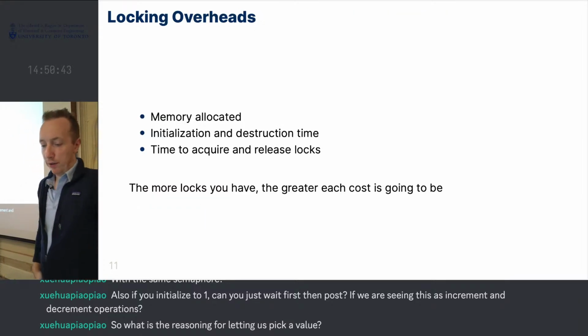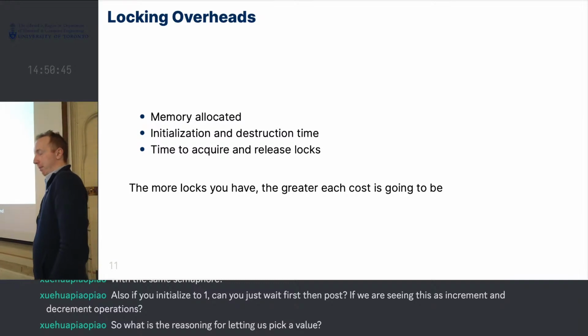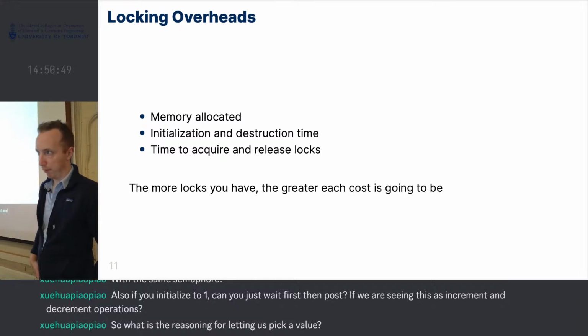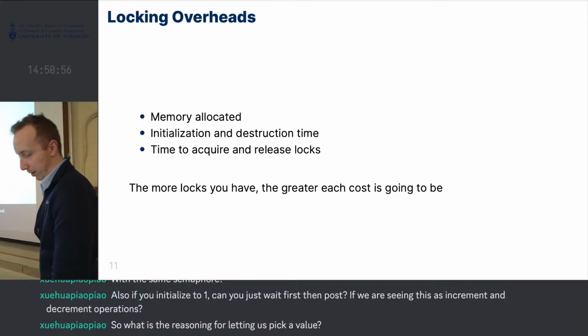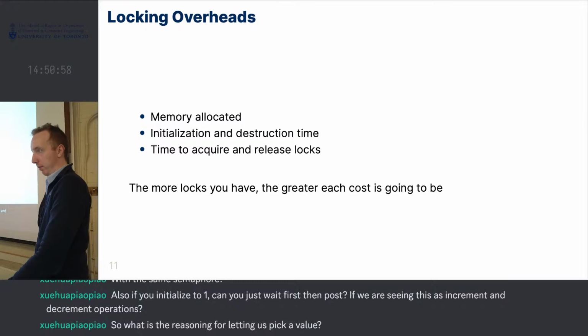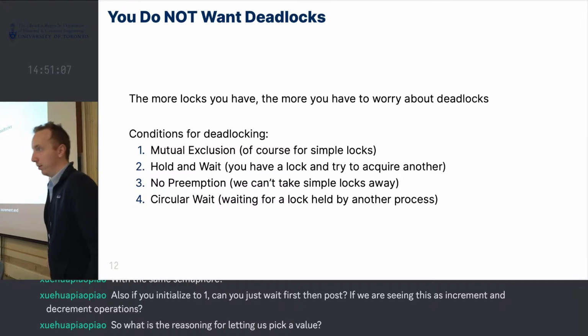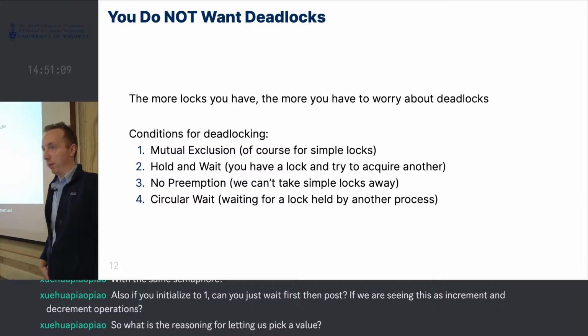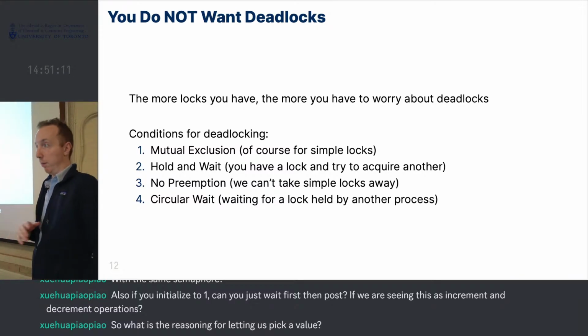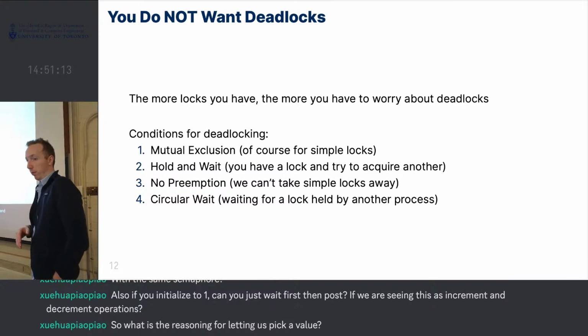So some locking overheads, like I said, memory allocated with it. They take time to initialize and destroy them if you're creating new ones all the time. And also the lock and unlock operations are not free. The more locks you have, the greater the cost is going to be. So like I said, if you have 1 billion locks, probably not good. So the last thing is deadlocks, which you absolutely do not want, because that means no thread can actually make any progress. So the more locks you have, the more you have to worry about deadlocks.